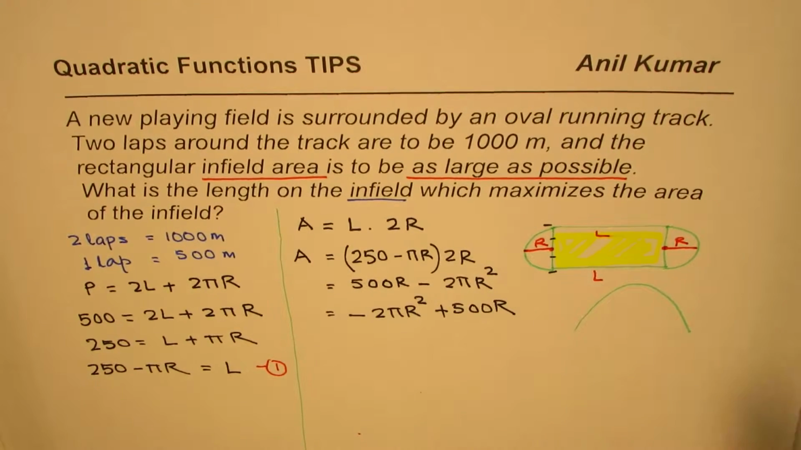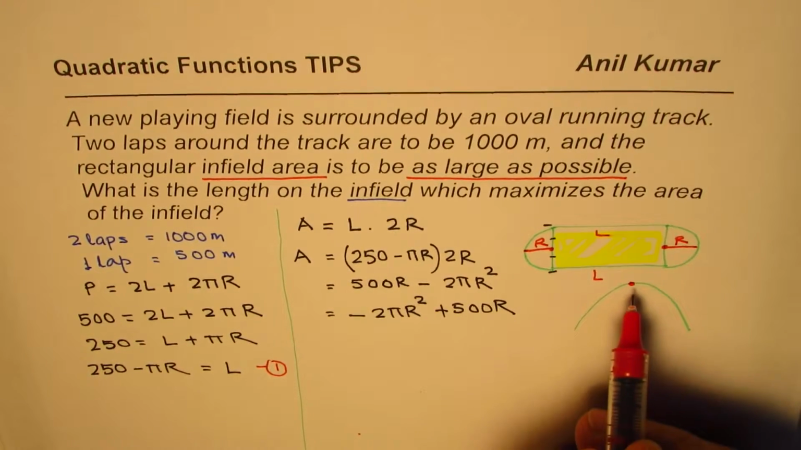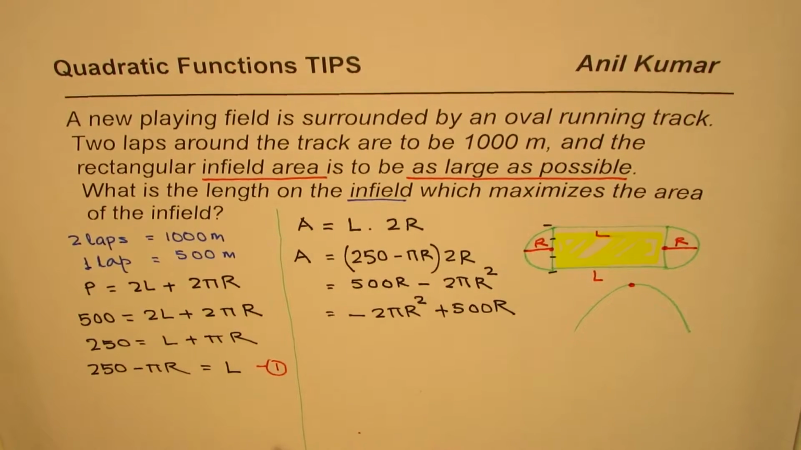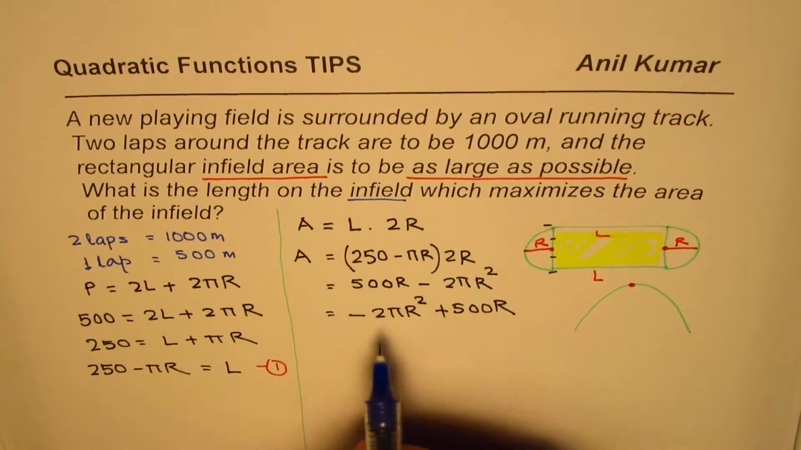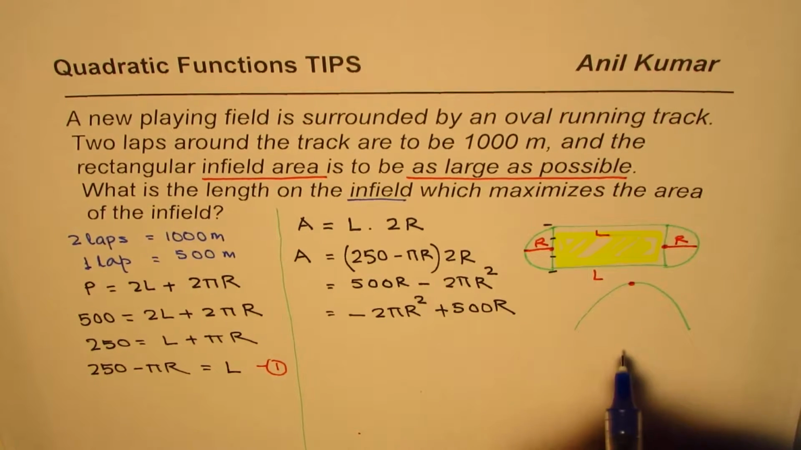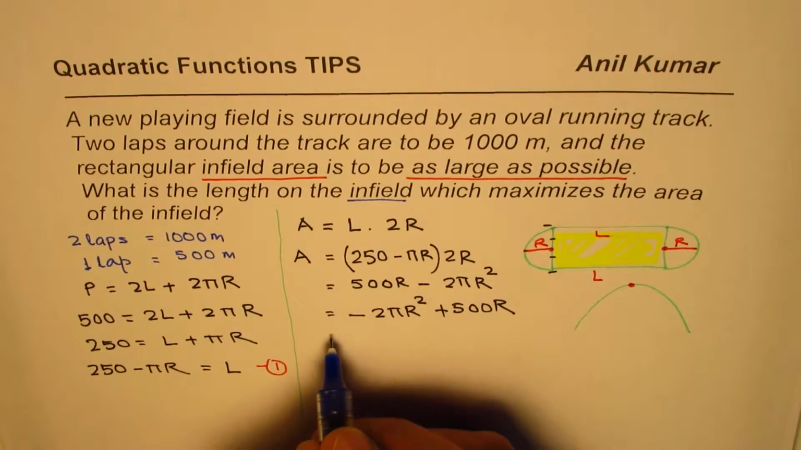So the vertex of this parabola will give us the maximum area, right? So let's find the vertex of this parabola. To find the vertex, we can either factor and find the center point, or we can do completing the square. Either way you can get the vertex. What I will do here is factor and then find the axis of symmetry. So I'm adopting that method, okay?